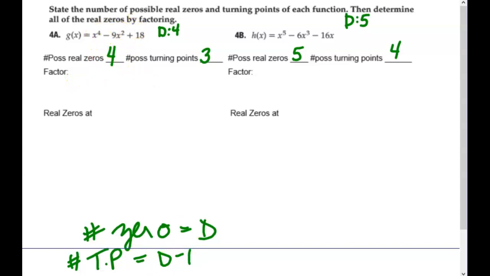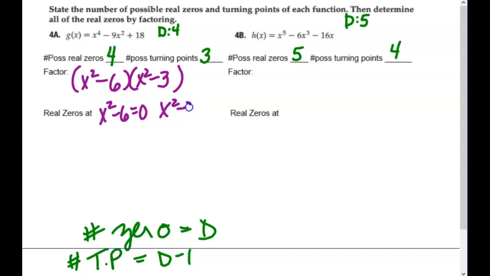To factor, remember the fancy factoring we did? Anybody remember how you factor an x to the 4th and an x squared? X squared and x squared, factors of 18 that would make a minus 9. Negative 6 and negative 3. Okay, now it wants the zeros, so we have to set each of those equal to 0. They don't factor further.